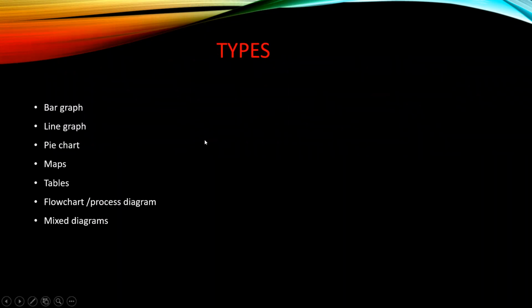There are different types of questions which can be asked. First of all, I have written here, it may be a bar graph, line graph, pie chart, map, table, and even a process diagram. Process diagrams are also called flowchart diagrams. Now, the fourth one I have written is mixed diagram. It means you may be asked any two of these in a single question.